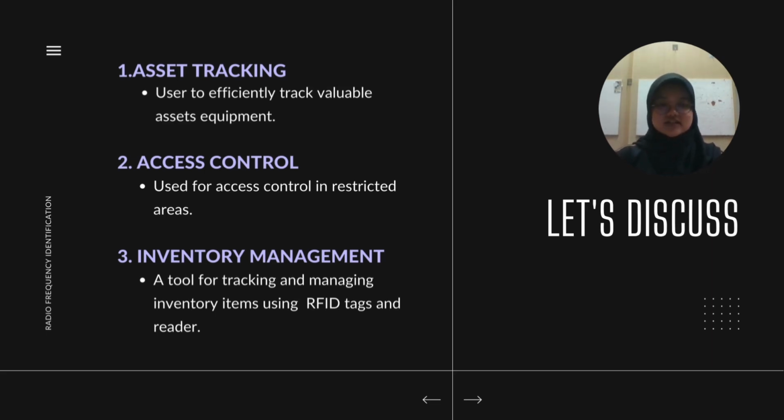Lastly, inventory management is a tool for tracking and managing inventory items using RFID tags and readers. For example, RFID is used by shops to track inventory levels automatically. Items with tags help keep an accurate inventory count and decrease the number of out-of-stock products.